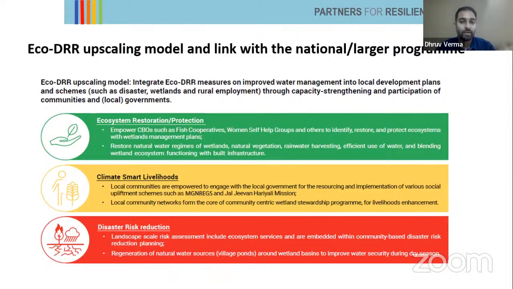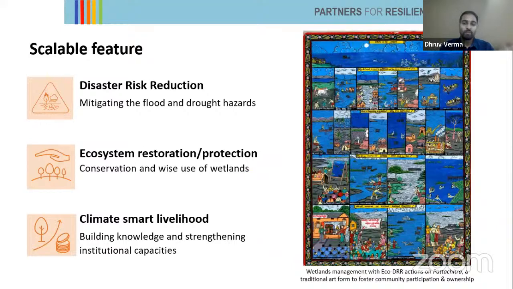Now, looking at the larger program, the national program, where we are going for the upscaling of Eco-DRR, number one is the district disaster plans. Then the wetland plans, which are under the National Plan for Conservation of Aquatic Ecosystems. Within the wetland plans, we will have the disaster-related interventions, and also the GPDPs, which are the Gram Panchayat Development Plans. There, the rural employment schemes have a big say. So we are trying to make those more cognizant and considerate of the Eco-DRR solutions. Next slide, please.